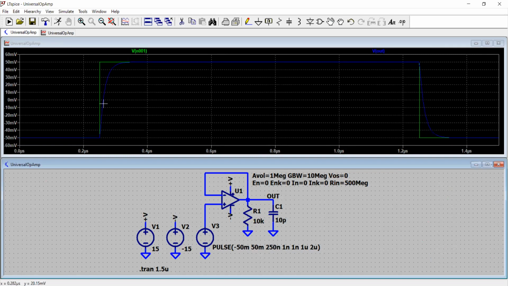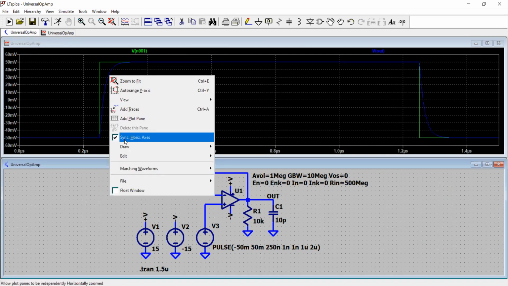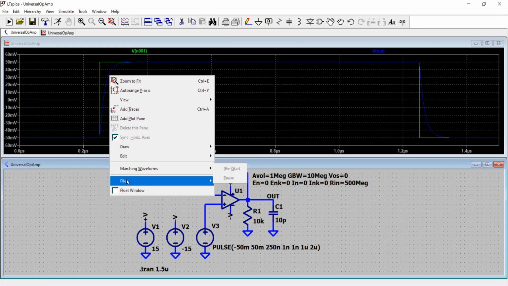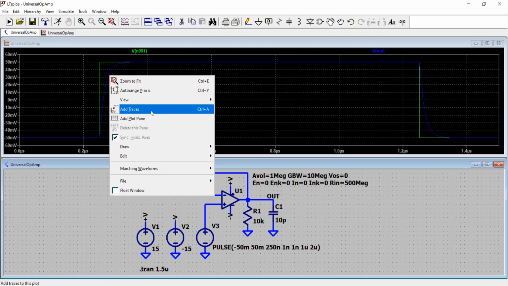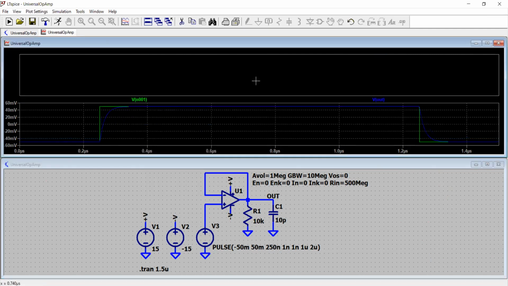Slew rate can be computed, that is change in voltage with respect to time, dV by dt. That is one thing. So you can now do some analysis with a right click here, and you can actually add many other traces also. So for example, I want to add a plot pane here.